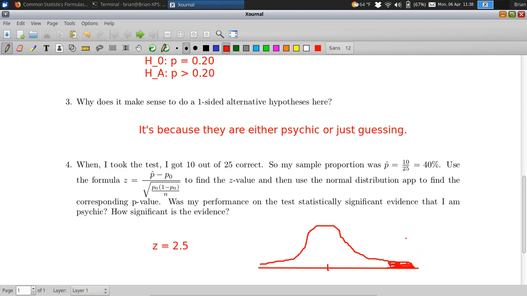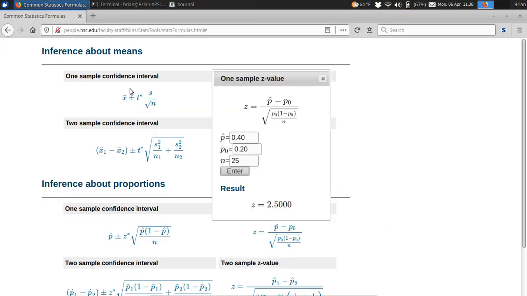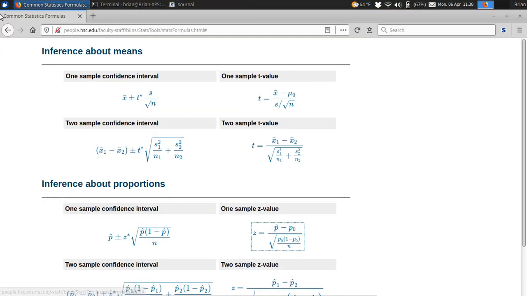And so that's what I need to find now: what part of the bell curve, what probability there would be that somebody would do even better than I did if they were doing this test. And so that's going to be the p-value, and we know how to do that too. We've been doing that since the very beginning of the course.